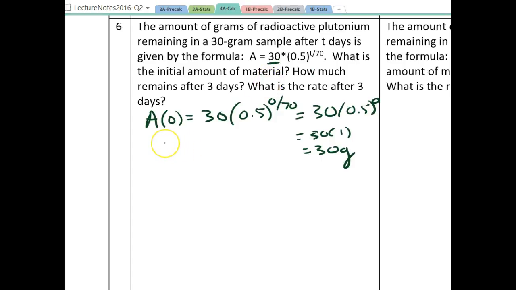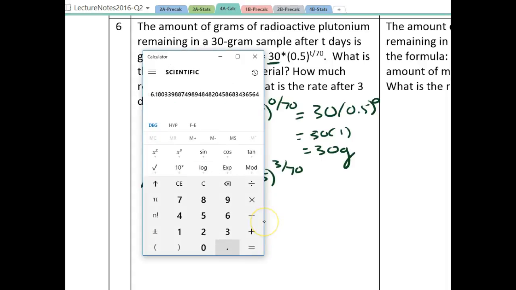Now, how much remains after 3 days? Well, that's just simply saying find A of 3. So we're taking 30 times 0.5 raised to the 3 over 70 power. Now I'm going to pull up my calculator, see if I can get this thing to work here. So I'm going to take 0.5 and I'm going to raise it to a power with parentheses 3 divided by 70. Close the parentheses.